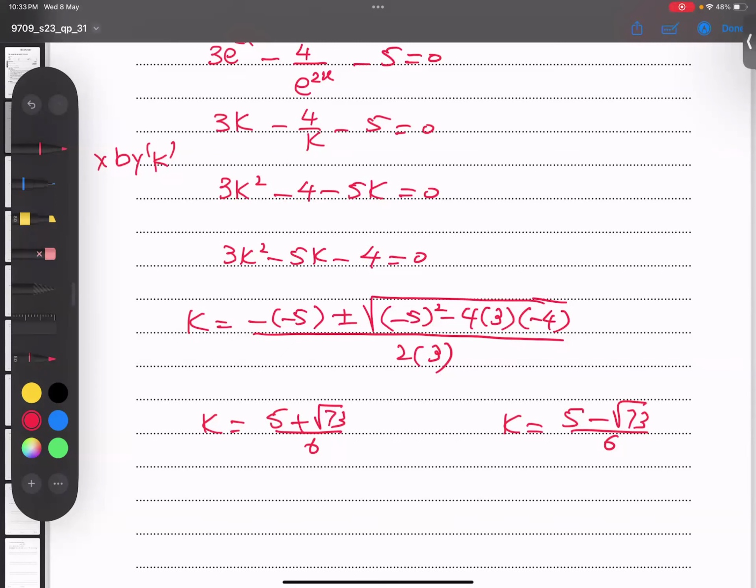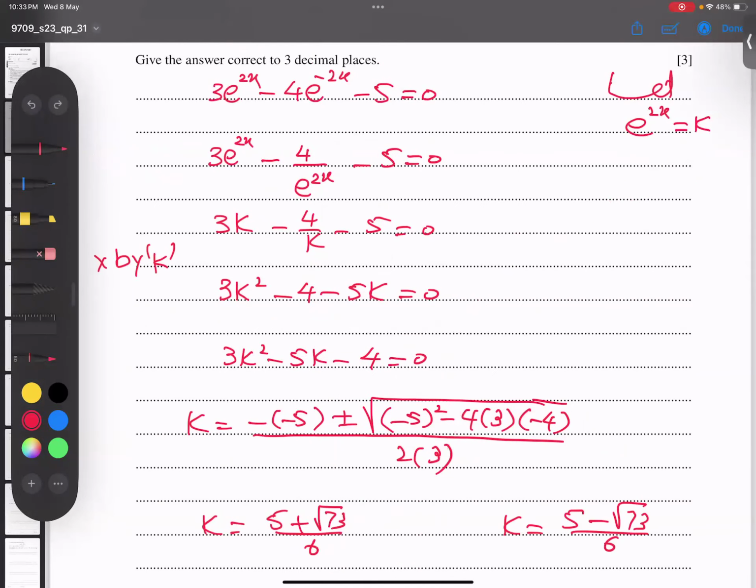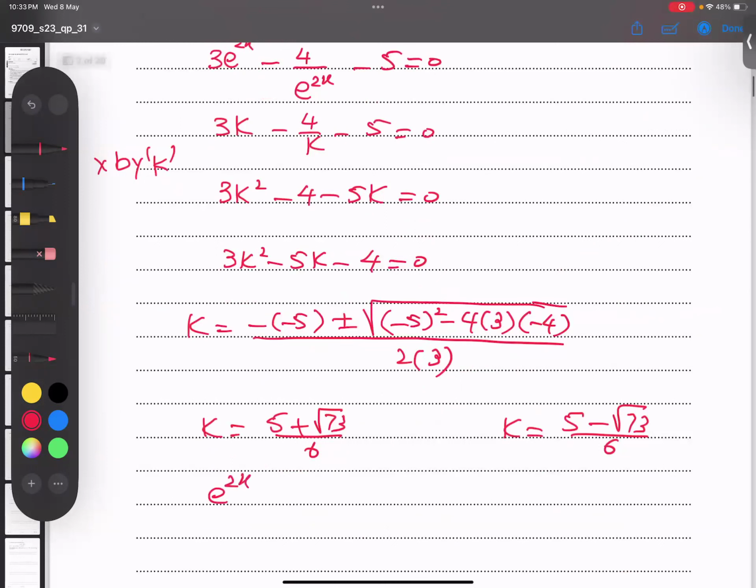And now what to do, students? The thing is this, I have to plug in both values in this equation here. What I will get: e to the power 2x equal to this one, and e to the power 2x equal to this one. So the problem is here, if I show you 5 plus root 73 divided by 6, this is the first answer I'm getting, in decimal positive, no problem here. But when I type the second one, this negative in the middle, it will give us a negative answer, negative 0.5907.